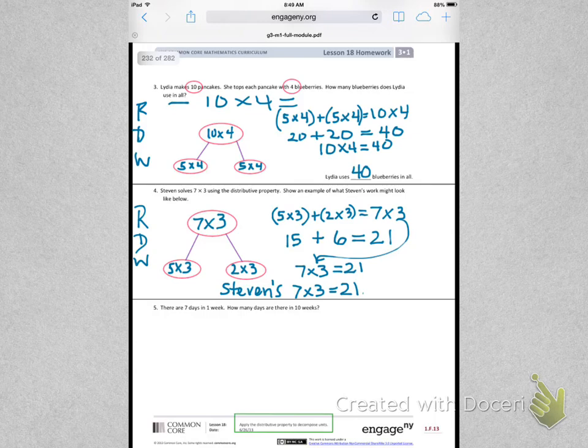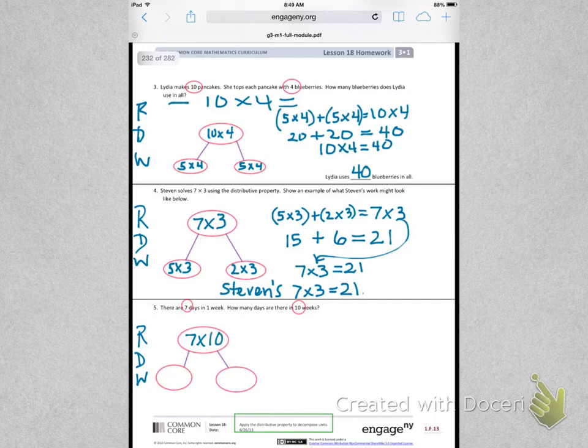Last problem. Remember, we're going to use the RDW strategy on word problems. There are 7 days in 1 week. How many days are there in 10 weeks? 7 days in 1 week, but I have 10 weeks. Definitely getting bigger. So I'm going to multiply 7 times 10. Let me draw a number bond to help me with a picture. I'm going to take my 7 times 10 and put it into the top of the number bond.